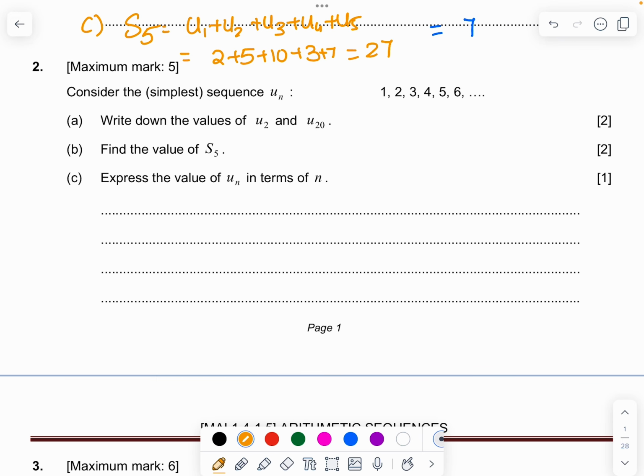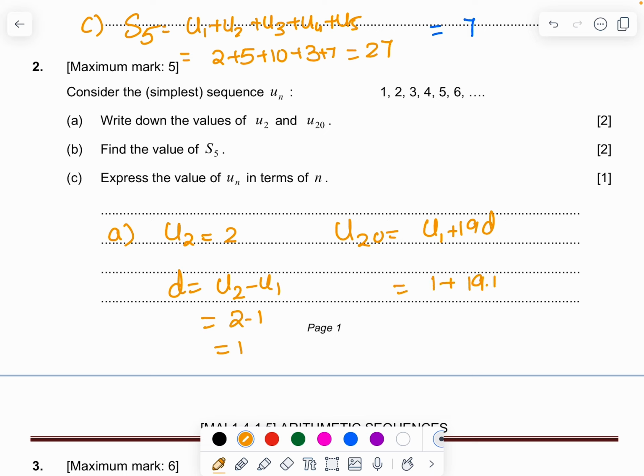Consider the sequence un. Write down the terms u2. What's u2? u2 equals 2. u20. So for that we need to know the common difference. Common difference is u2 minus u1, which is 2 minus 1, which is 1. So u20 is going to be u1 plus 19 times d, which is 1 plus 19 times 1, which is 20.